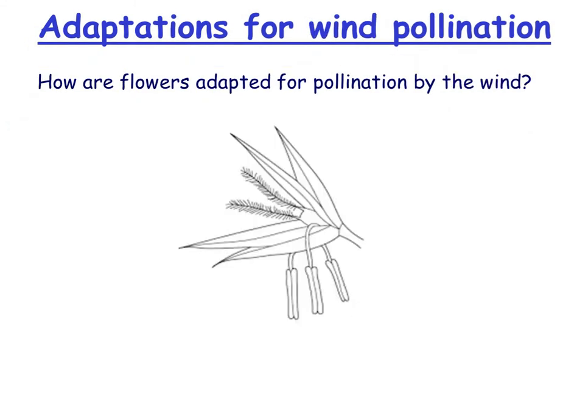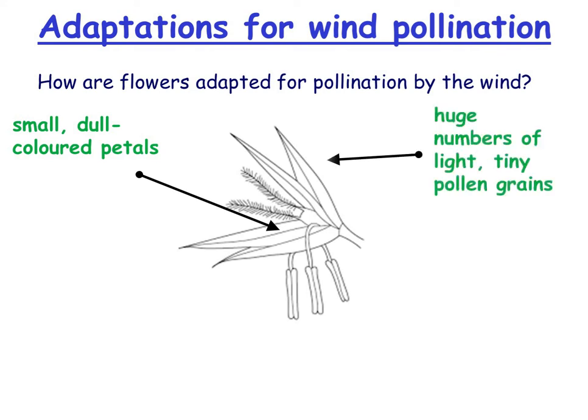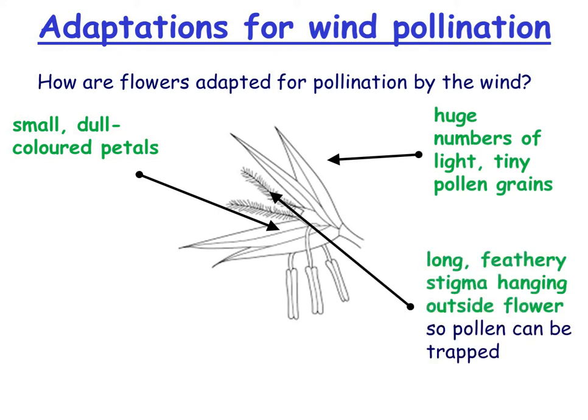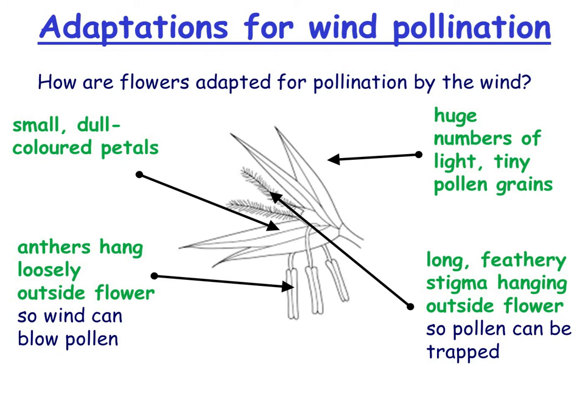So adaptations for wind pollination. How are flowers adapted for pollination by the wind? So they have small, dull-coloured petals because they don't need to attract anything. They have huge numbers of light, tiny pollen grains. They have long, feathery stigma hanging outside of the flower so the pollen can be trapped. And the anthers hang loosely outside of the flower so wind can blow pollen.